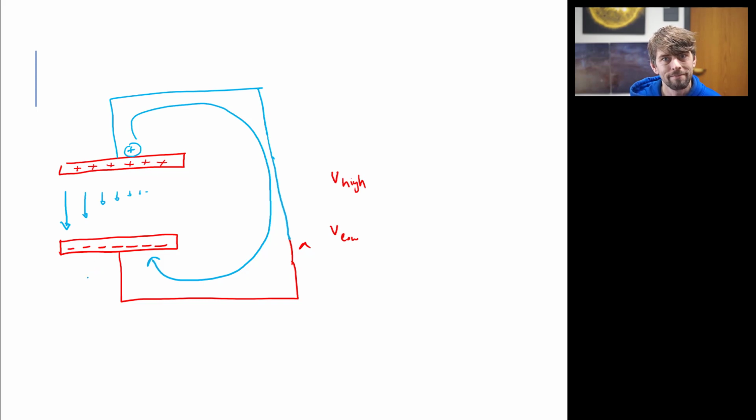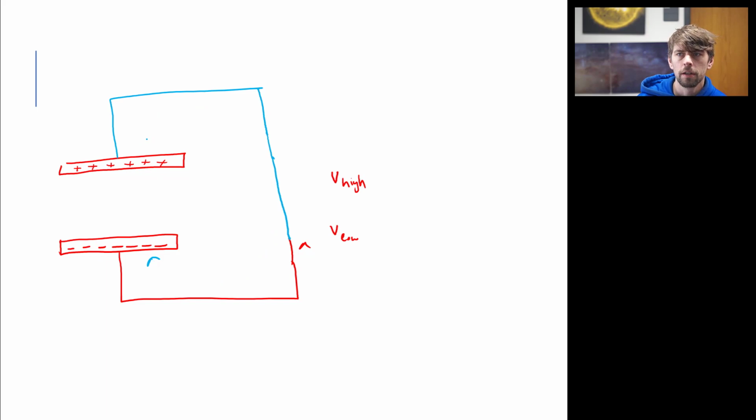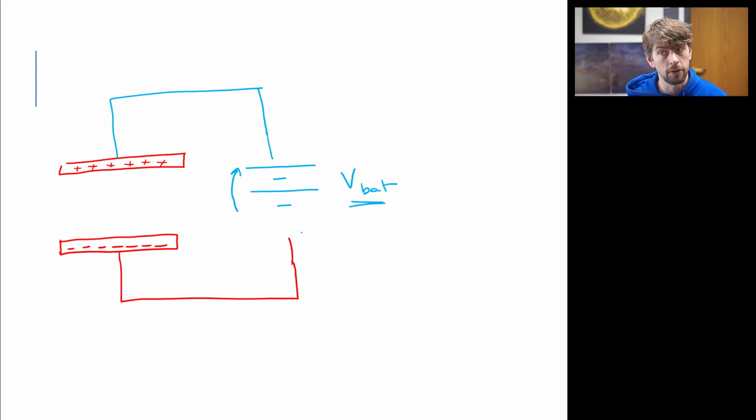Now here's the first question. Imagine, let's say, for a brief instant, we'll put the battery in. And usually instead of calling it V high and V low, you'll see me write it as something like V battery. What I mean is that the change in potential from the low side to the high side, I call that V battery.